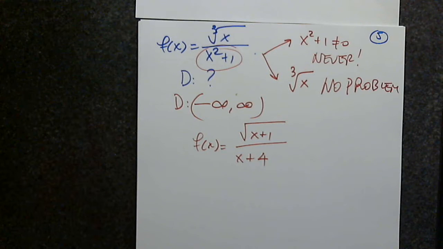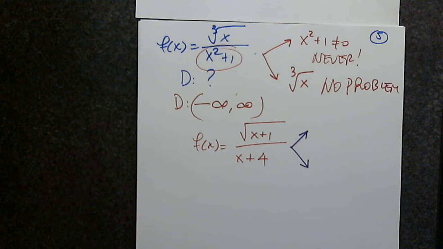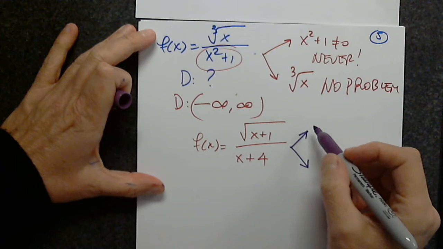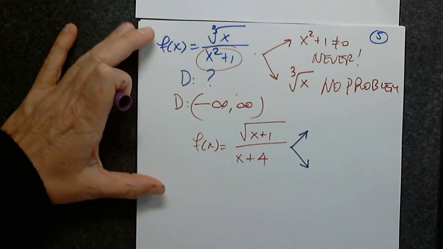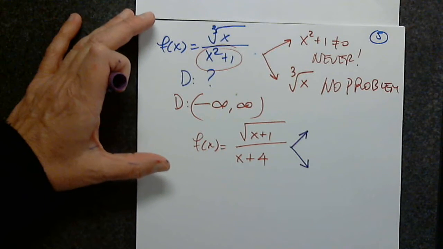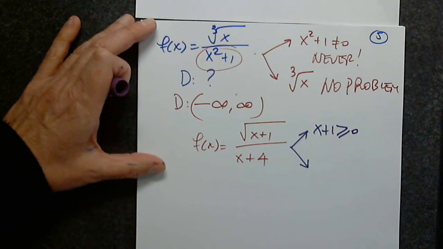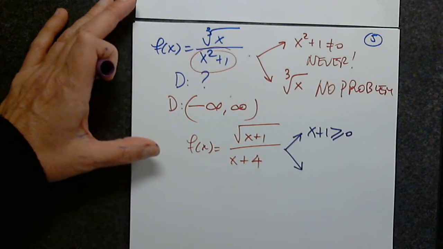The square root of x plus 1 over the square root of x plus 4. This function has two potential problems. Can anyone give us any potential problem here? The quantity under the square root. The square root is never negative. The quantity under the square root has to be non-negative. And what could be the other possibility? What is the other problem?